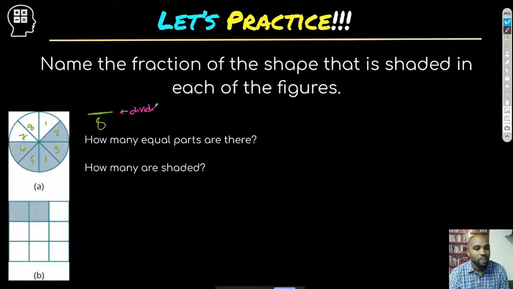Divided by. Because it literally is dividing two numbers, right? So, something divided into 8 pieces. How many are shaded? Well, now I can just count.